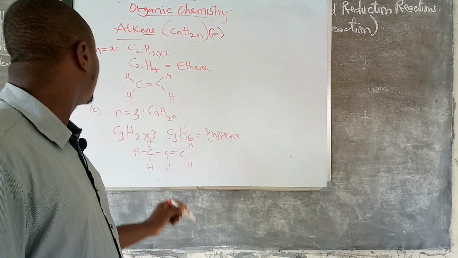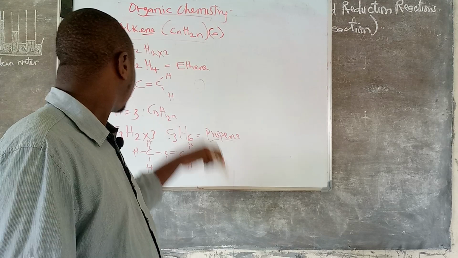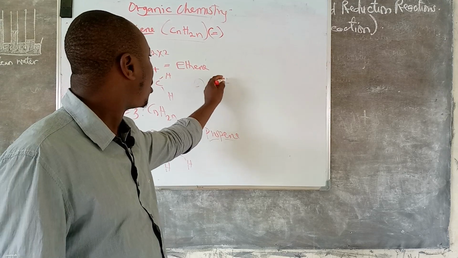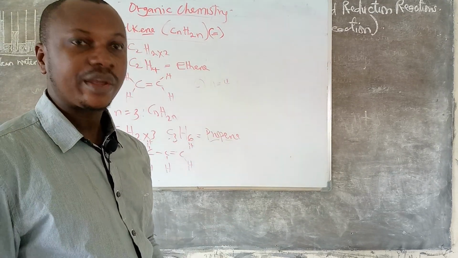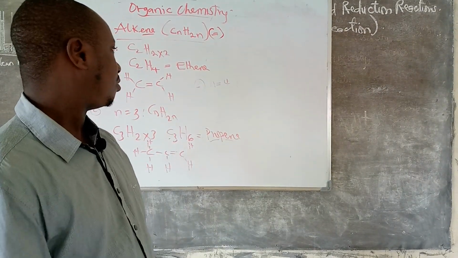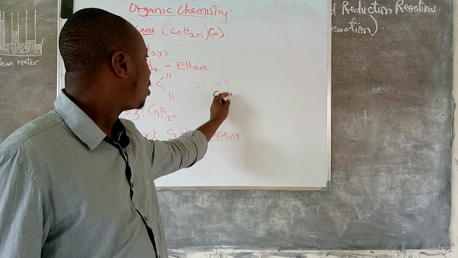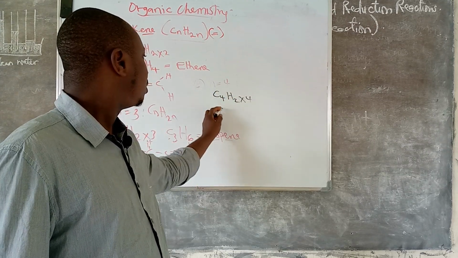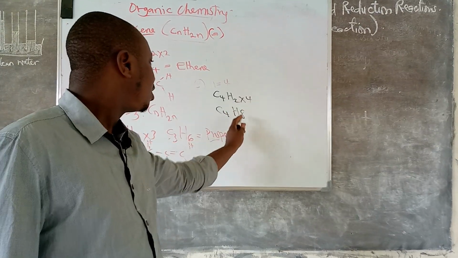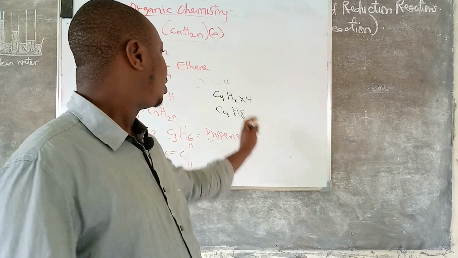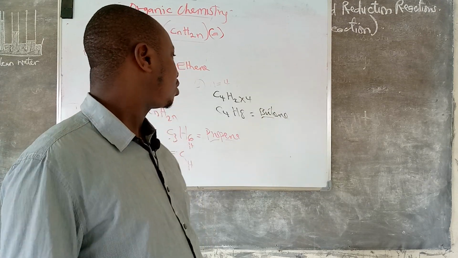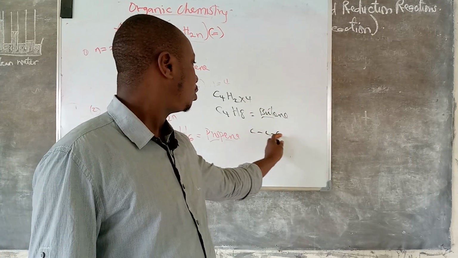That is it. If you want to get the third member, remember, this is the second member. Once you get the third member, put n equal to 4. Anywhere you see n from the general molecular formula, you put 4. So the thing becomes C4H, 2 times 4, C4H8, because 2 times 4 is 8. And now the name is what? Butene, because 4 carbon atoms is but. The structure becomes 1, 2, 3, 4.